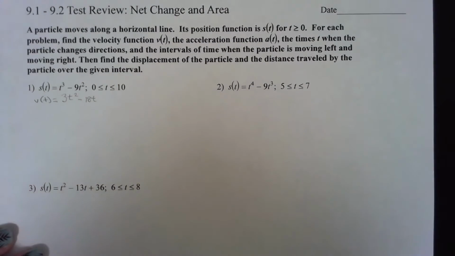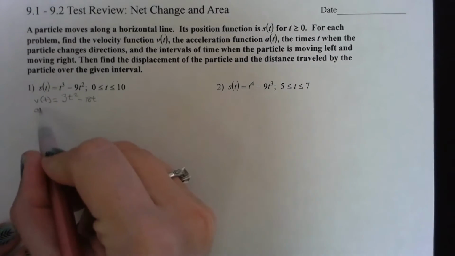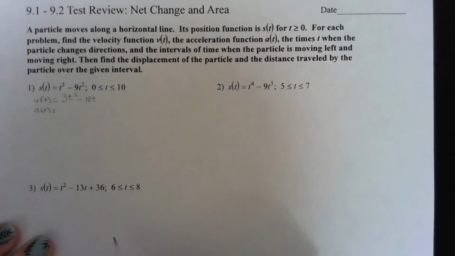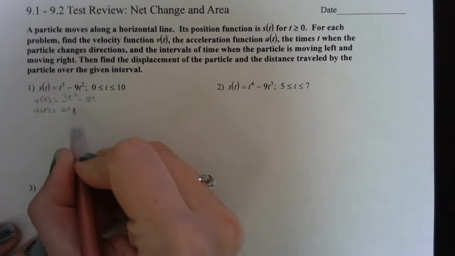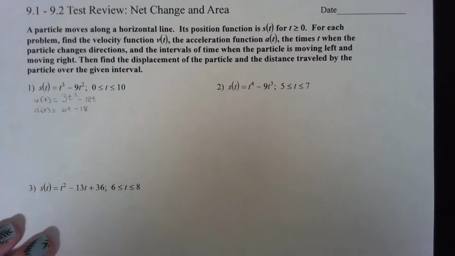We also then need our acceleration function. So our acceleration function is the derivative of the velocity. So acceleration function is going to be the derivative of this, which is going to be 6t minus 18. Okay, so those are the 2 first functions, the first pieces that it asks us to find.